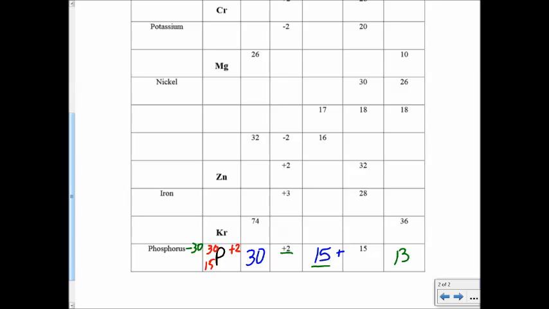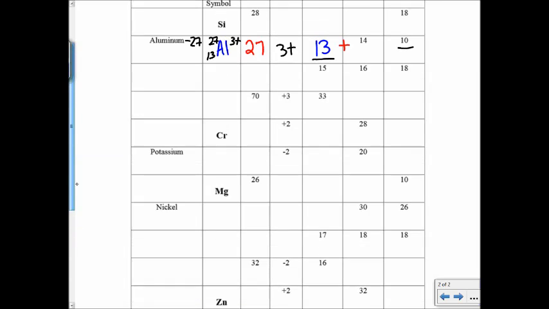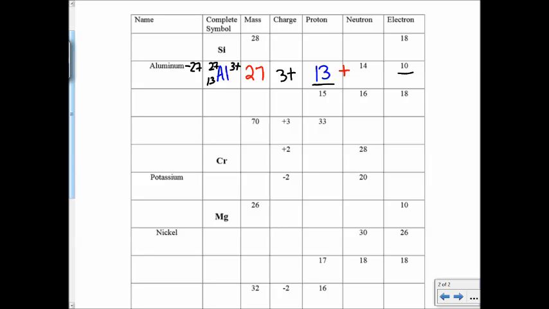One more. Anybody? Did we do the one below aluminum? The one below aluminum, sure. Because that's another phosphorus. It's a different phosphorus, but it's still another phosphorus. How do I know it's another phosphorus? The proton number is 15. This is an isotope of the other phosphorus. Now, 15 plus 16 gives me what for my mass number? 31. So this one is -31.